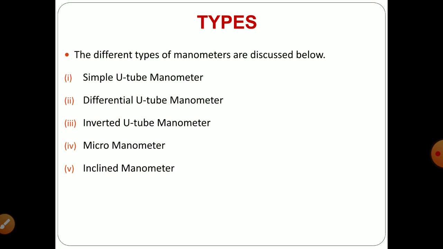So these are the 5 different types of manometers which we will discuss in latter half in detail. And the manometers are simple U-tube manometer, differential U-tube manometer, inverted U-tube manometer, micromanometer and inclined manometer.